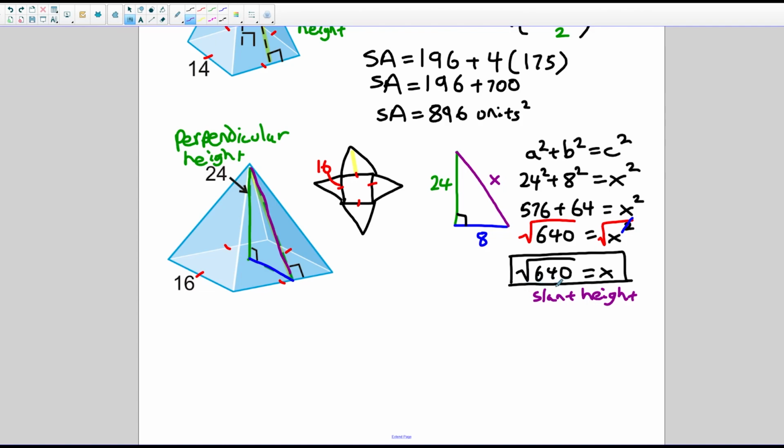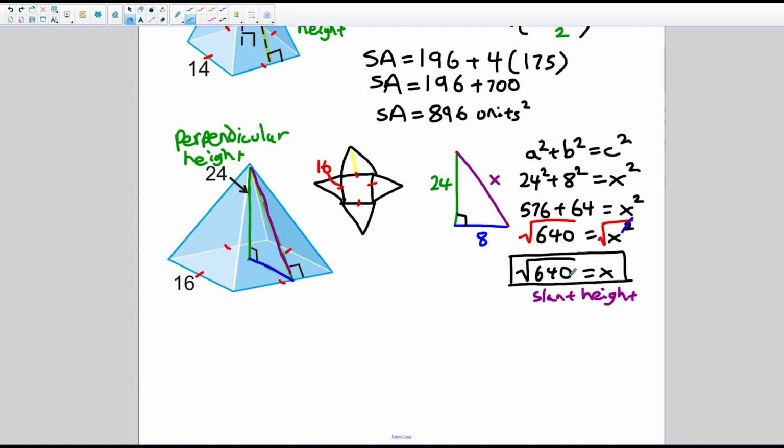Now, some of you might be wondering, why am I keeping this as the square root of 640? Well, if you were to punch in the square root of 640, and maybe I'll do that real quickly on my own calculator, it gives me about 25.298222128 and so on. Now trying to figure out where you're going to round that is a little bit tricky. Round too early and you're going to throw off your answer. Round too late and you're just stuck writing a whole bunch of decimals during your work.